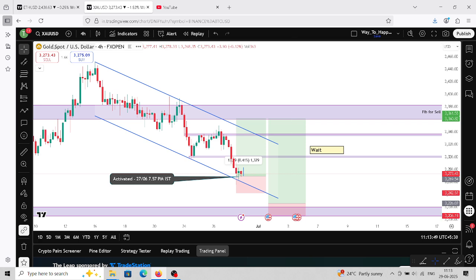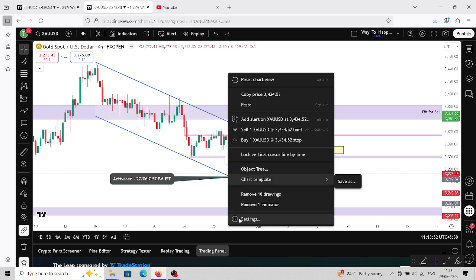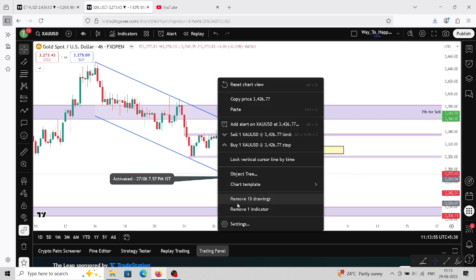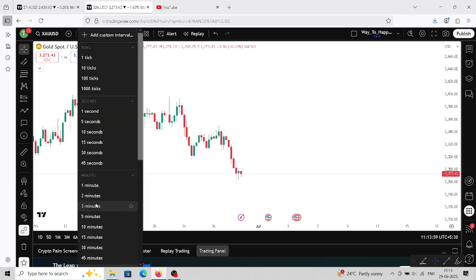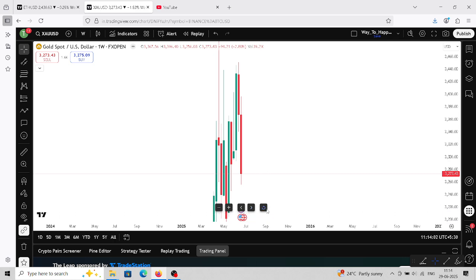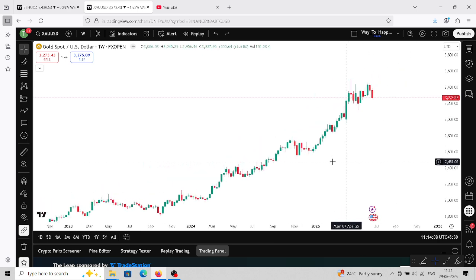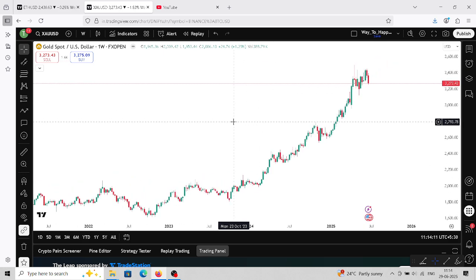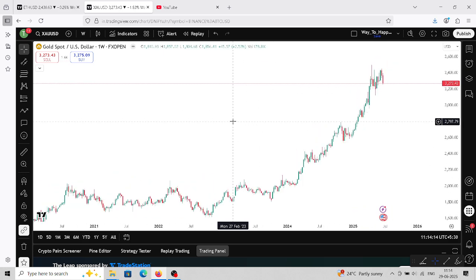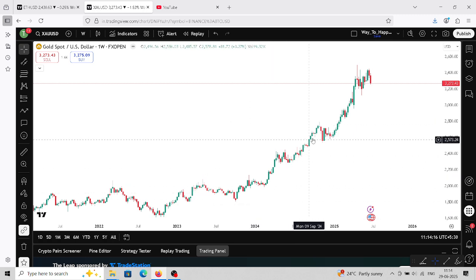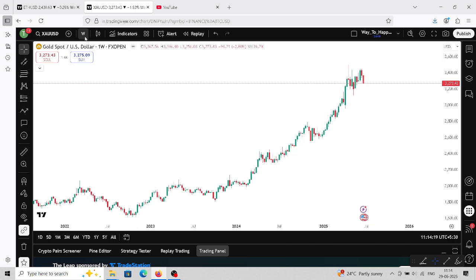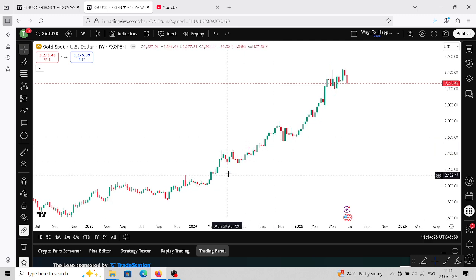Okay, let me clear everything out, and let me take you to the weekly. What I'd tell you about this: on the weekly, gold is like this, where it is going up, up, up, up, and up again. So on the weekly, honestly, I don't even see a swing. There is one swing here, but I don't think I should even consider that swing. Gold is in a higher high format.